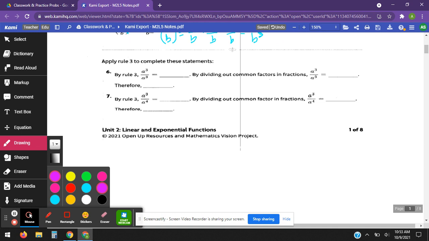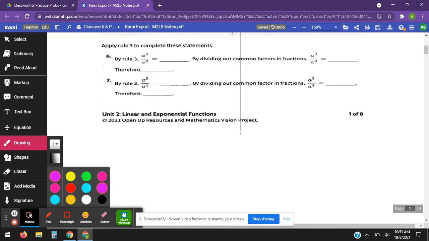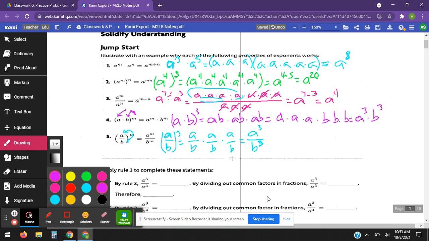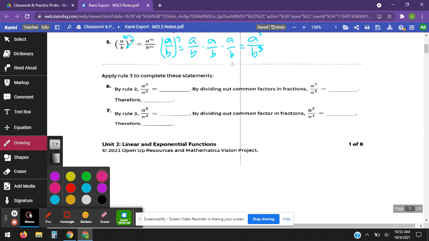You're distributing the exponent to each of those numbers. Same above. It's like you're distributing the m to both of those bases. All right, so summarizing this. What if we have the same exponent on there? A to the 3rd divided by a to the 3rd. By our rule up above, I would do a to the 3 minus 3, which equals a to the 0.